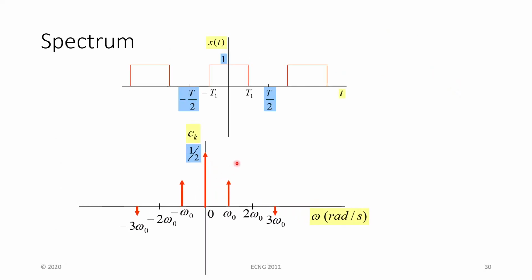So if we plot the spectrum of this, we have our DC value, which resolves to 1 divided by 2. Then at our first harmonic, or fundamental frequency, we have an amplitude of 1 divided by pi. For the second harmonic, it was 0. And for the third harmonic, it was negative 1 divided by 3 pi.